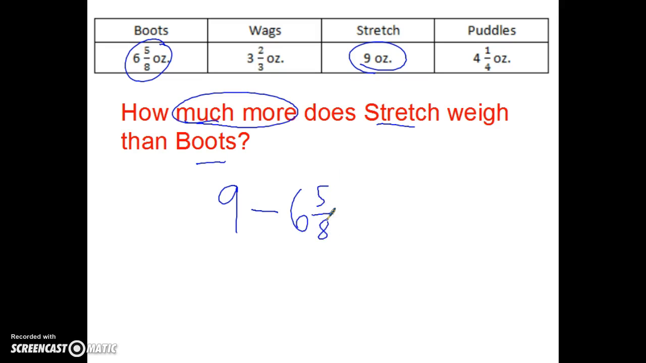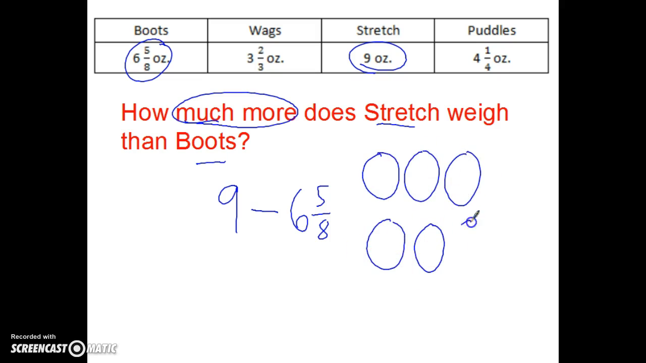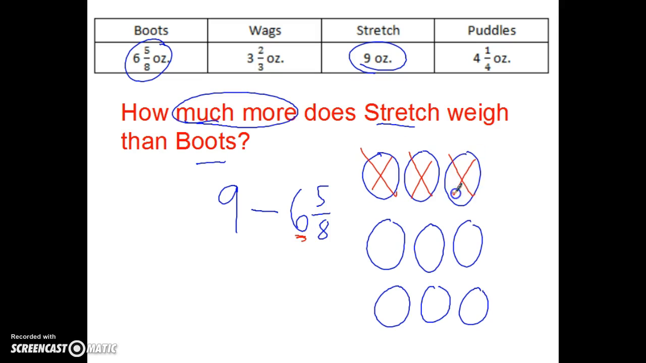To me, one of the easiest ways to do this one is by picture. So I'm going to start with 9 whole pies. Now I'm not even cutting them up right now. And I see I'm going to be getting rid of 6 of them right here. So I'm getting rid of 6 whole ones. So there's 6 whole ones gone. And then I need to get rid of 5/8.